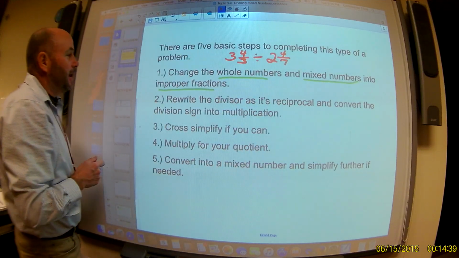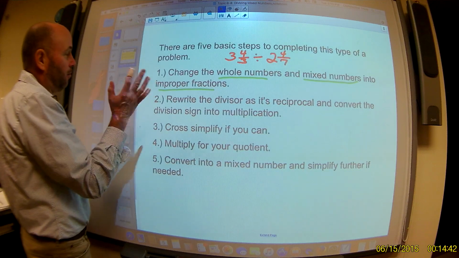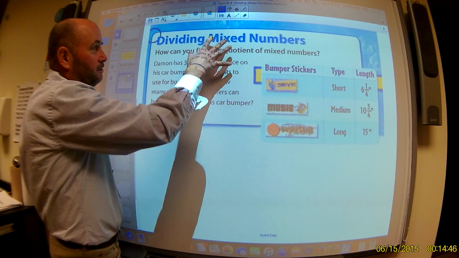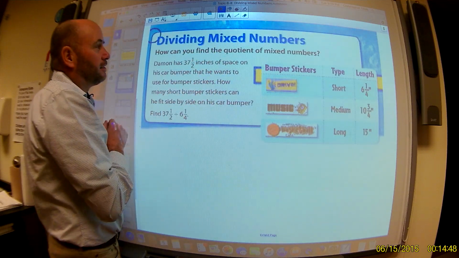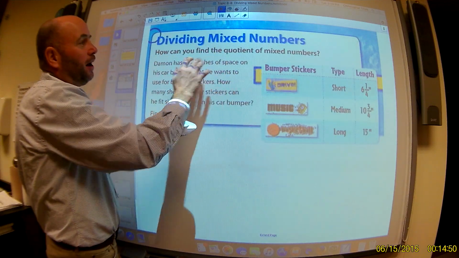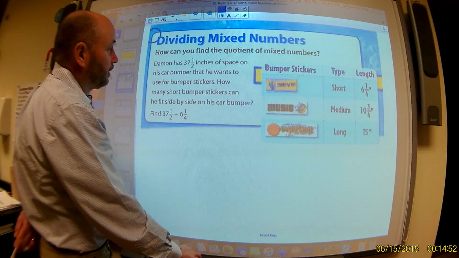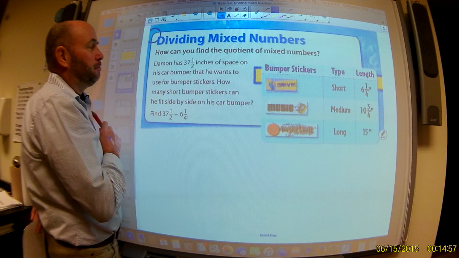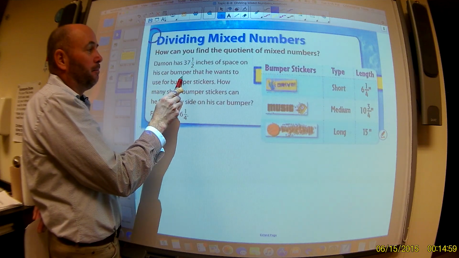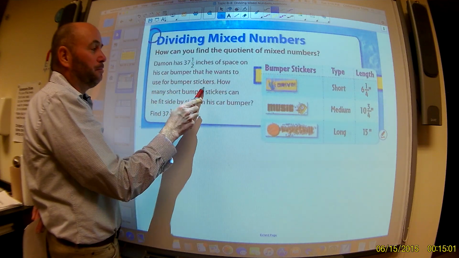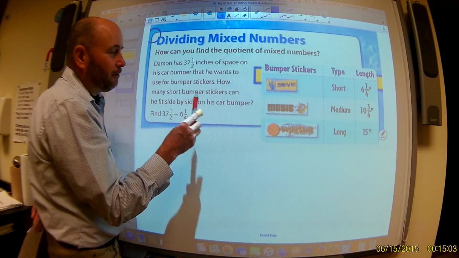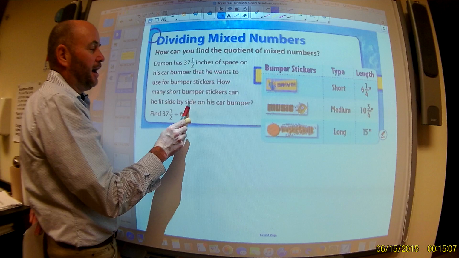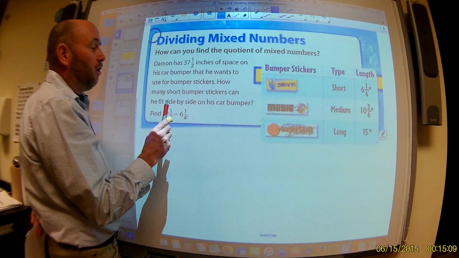Now, I would like to go over the information in the book. The Pearson book always gives us a very nice example problem. How can you find the quotient of a mixed number? Damien has 37.5 inches of space on his car bumper that he wants to use for bumper stickers. Sounds like he wants to cover the whole bumper. How many short bumper stickers can he fit side by side on his car bumper?